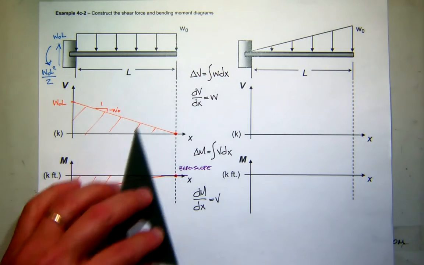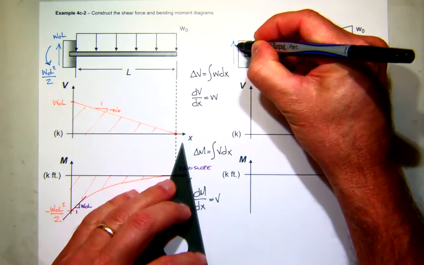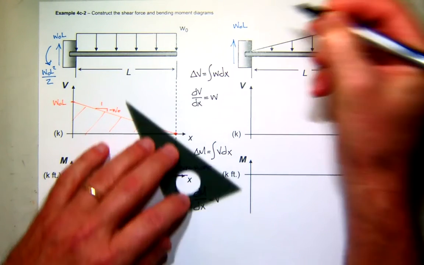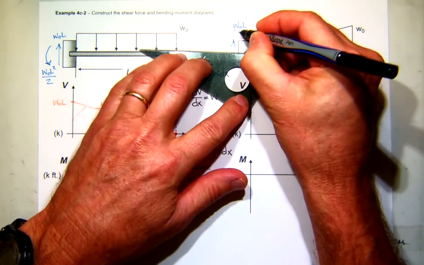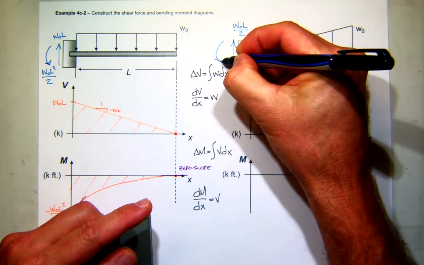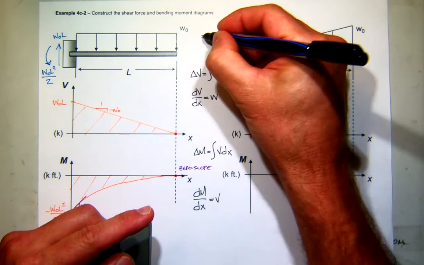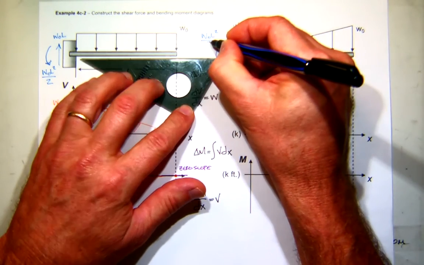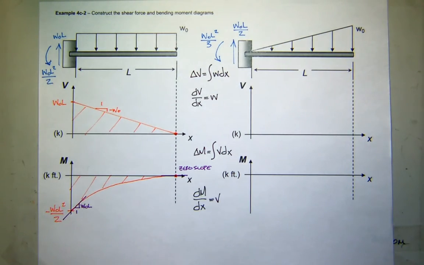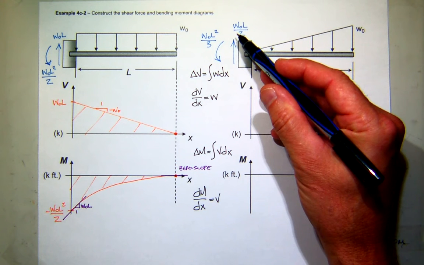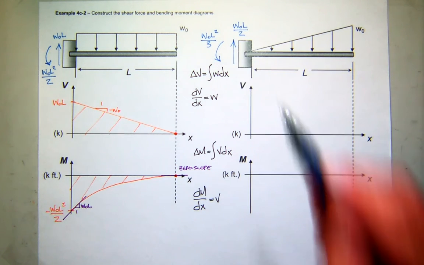Again, I'm going to kind of short circuit this a little bit and quickly calculate that the shear value there is going to be W naught L over 2, and that the bending moment will be W naught L squared over 3. Again, if I gave you some time, you could figure that out. But that's not the focus right now. So what kind of shear is that? Positive. What kind of bending moment is that? Negative. We've done that a few times.